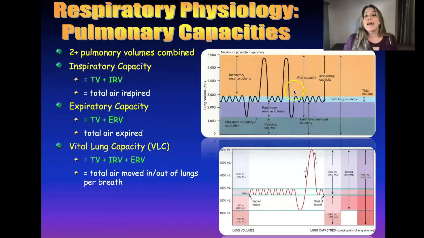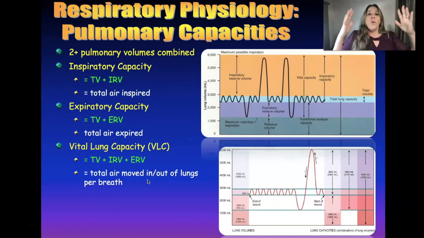We're going to take that tidal volume plus the inspiratory reserve volume plus the expiratory reserve volume. That is going to give us a number called the vital lung capacity, or VLC. So that's this arrow from the very top to the bottom of the ERV. And so that's going to be your total air moved in and out of your lungs per breath. Right? One big breath in, one big breath out.